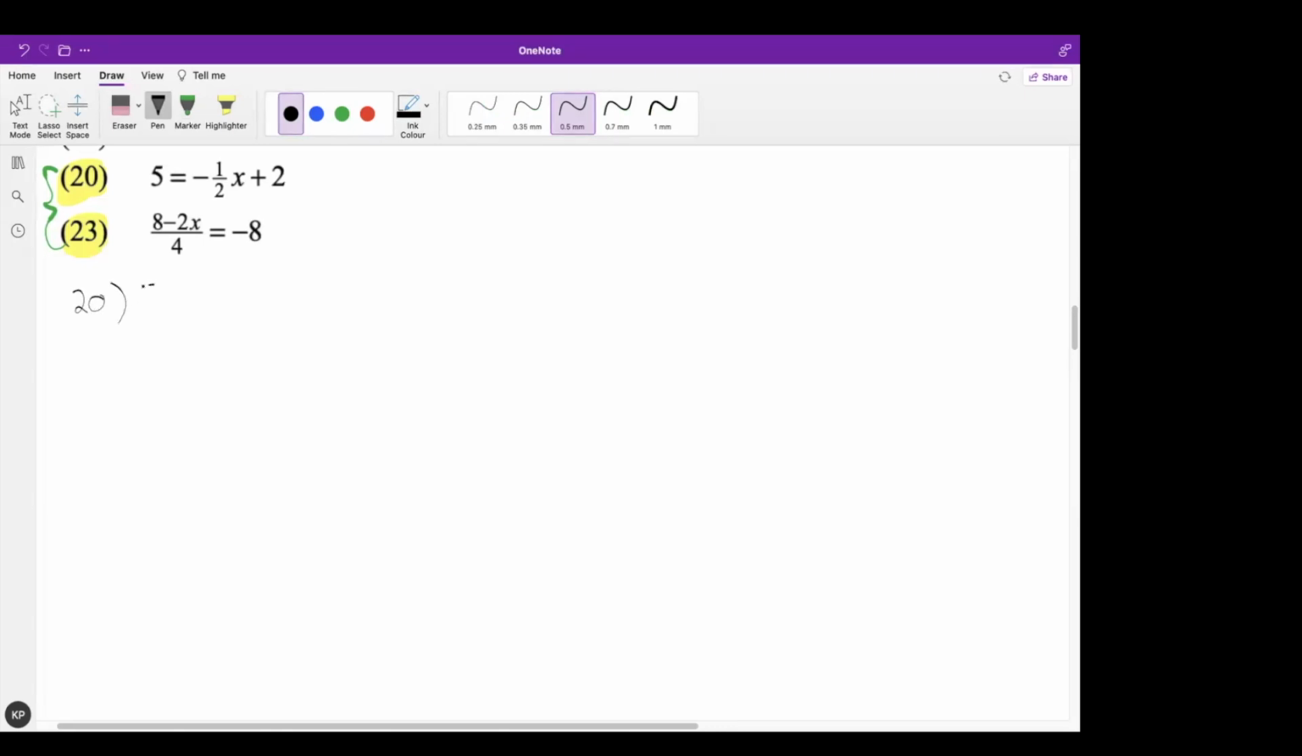20. 5 is equal to negative a half x plus 2. All right. We get rid of this 2 first, which is in front, and we take it that side. So then I'm going to have 5 minus 2 is equal to negative a half of x. This gives me 3 is equal to negative a half of x. And how do we get rid of negative a half?